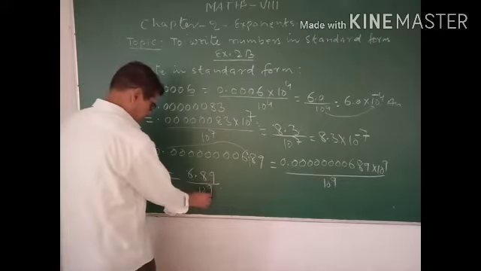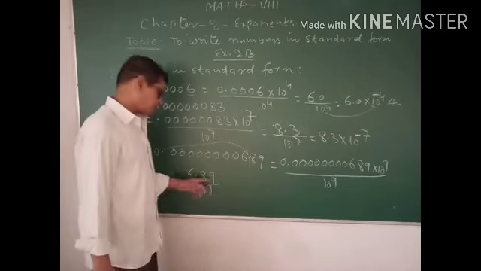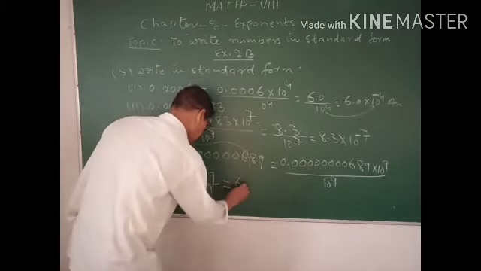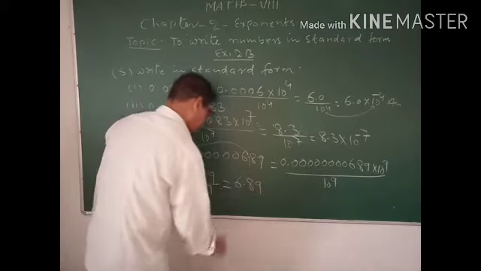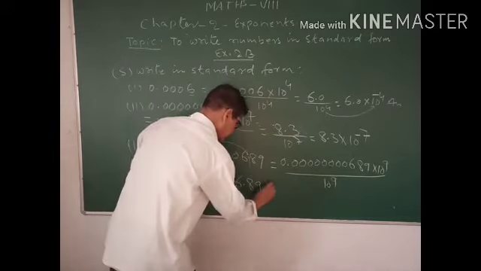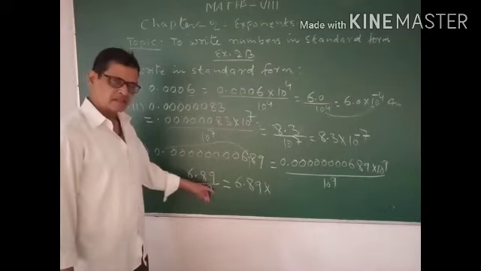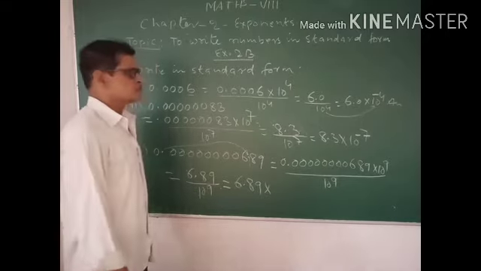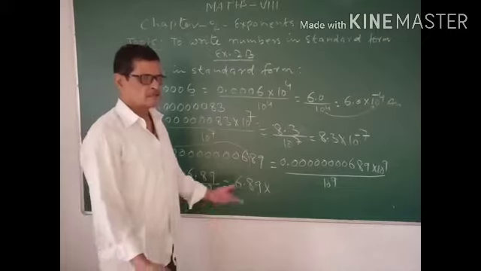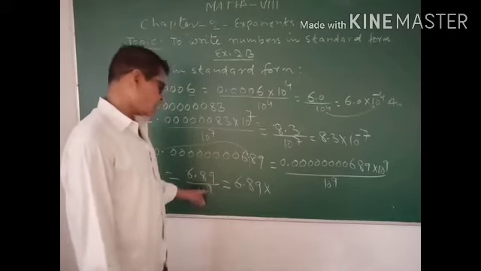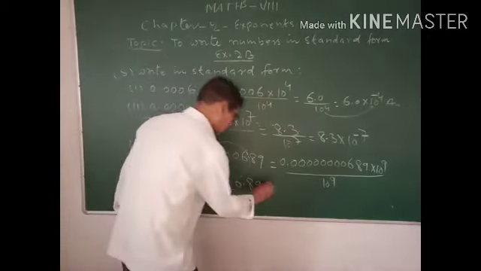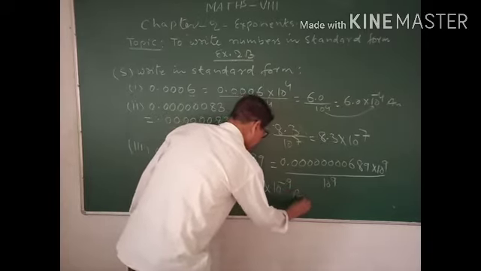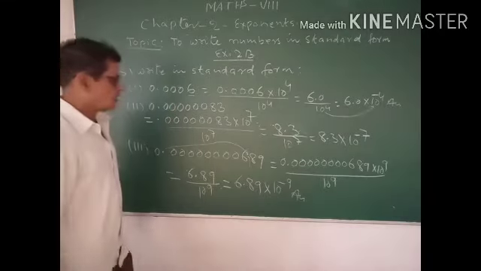Now take 10 to the power 9 with numerator. What will happen? The sign of exponent will be changed. Means you are writing reciprocal of 10 to the power 9. So 1 by 10 to the power 9, the reciprocal will be 10 to the power minus 9. And this will become 10 to the power minus 9. This will be answer.